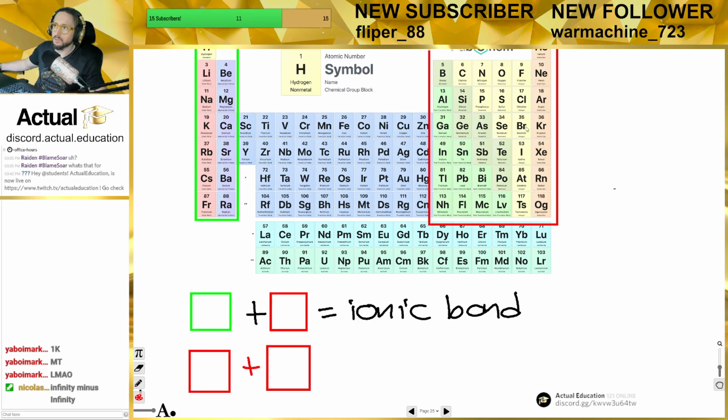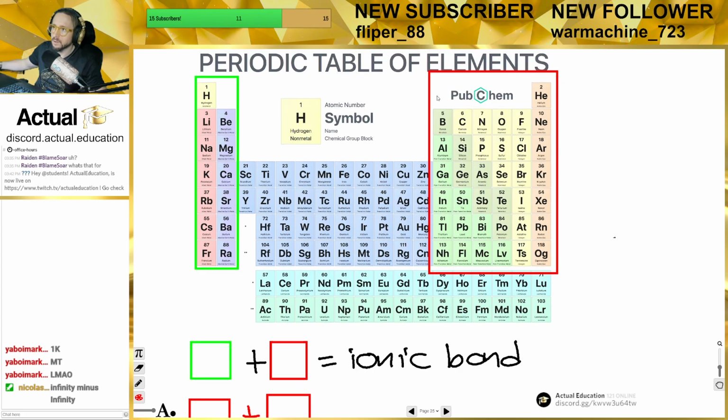So these are non-metals, these things right here, except aluminum. There's like a staircase that goes down like this. It starts from boron, and then it goes down. I forget exactly what it is.